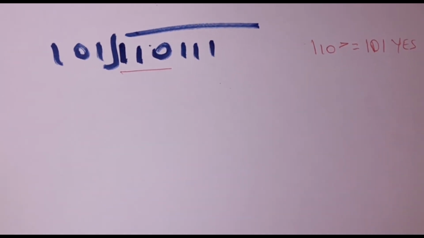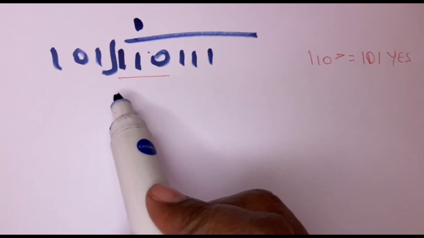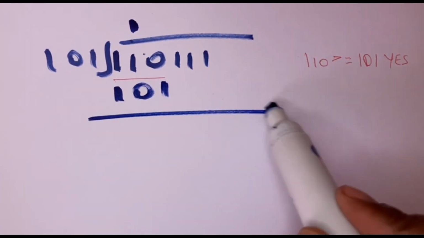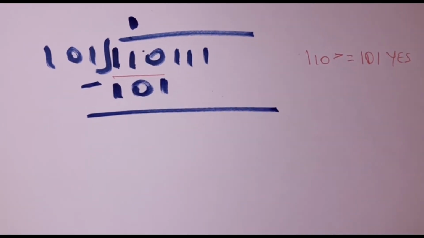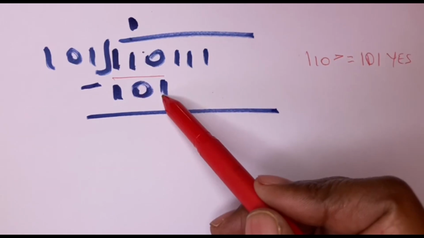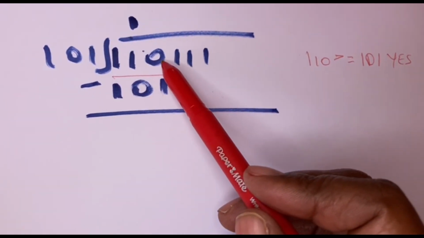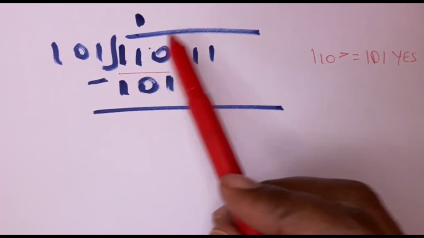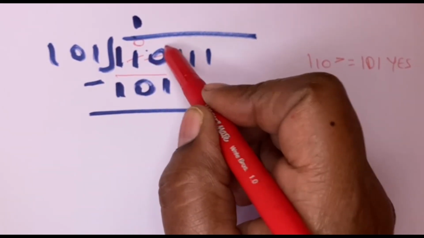Therefore, we can divide. So 1, 1, 0 divided by 1, 0, 1 is 1 times. 1 times 1, 0, 1 is 1, 0, 1. We subtract. When we subtract 0 minus 1, we cannot, because 0 is less than 1. Therefore, we can borrow from here. So this changes into 0 and this changes into 2.